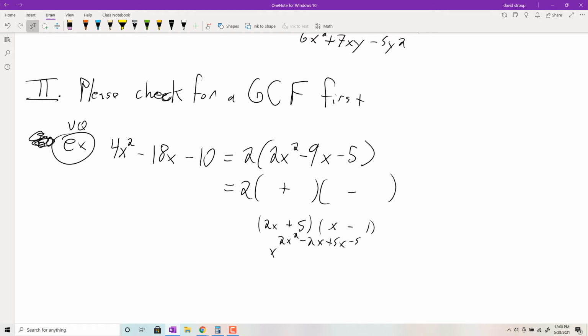So it should be x, maybe x plus 5, 2x minus 1. So first 2x squared outer, minus x inner, plus 10x, and then last minus 5. We're getting positive 9, so we need to flip the signs on that. So it'll be x minus 5 and then 2x plus 1. So 2x plus 1 and then x minus 5, which is the same as x minus 5 times 2x plus 1. Just like 3 times 4 is the same as 4 times 3.